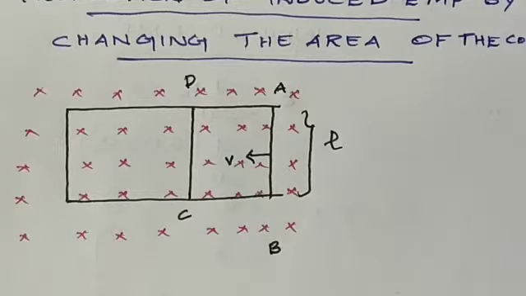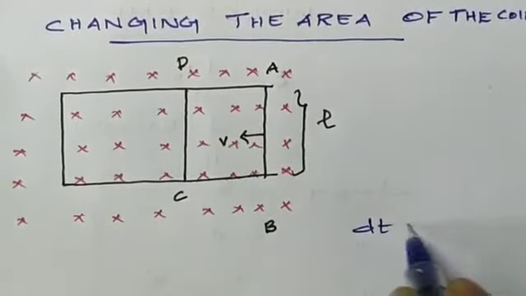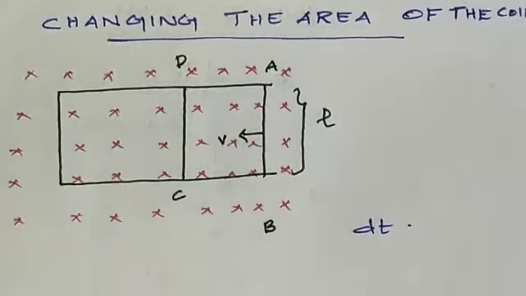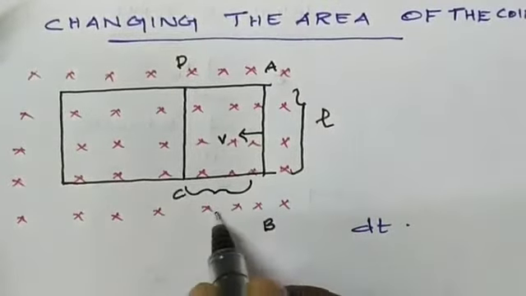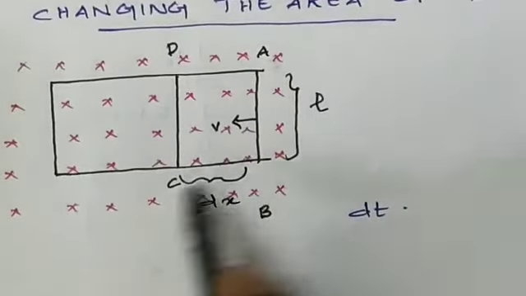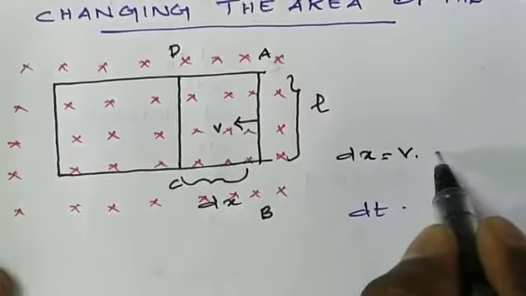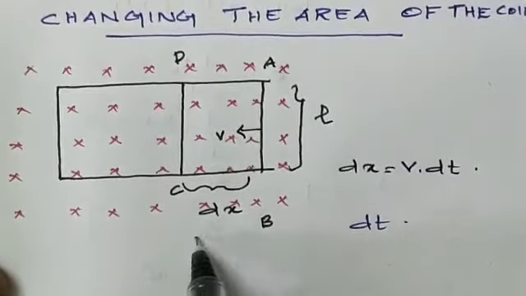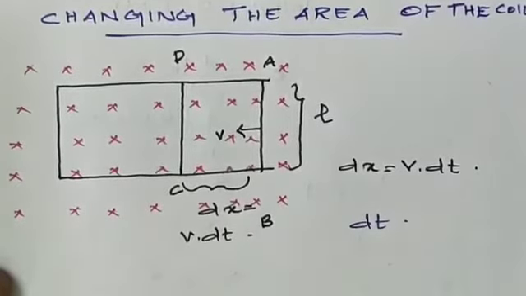Now we can find the change in magnetic flux in time dt. In time dt, find the distance moved by the conducting rod, that is the distance dx. Depending on the time, with velocity v, dx is v dot dt.